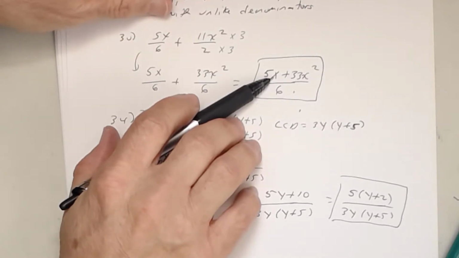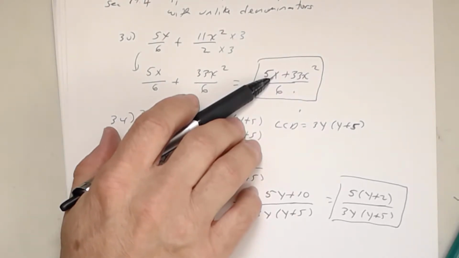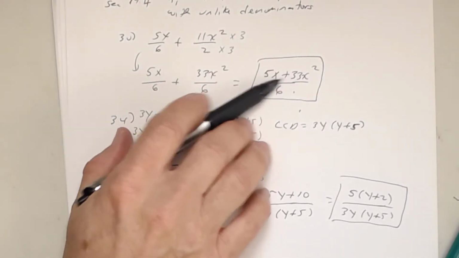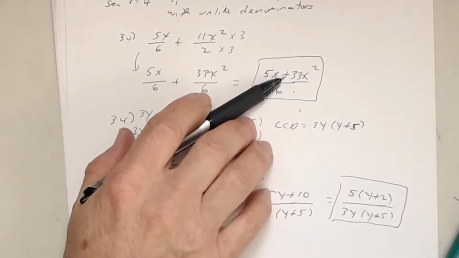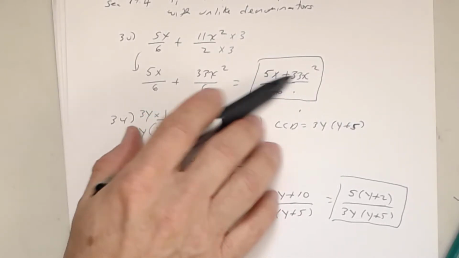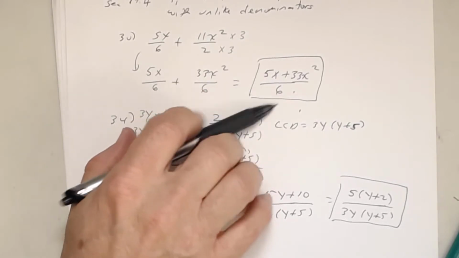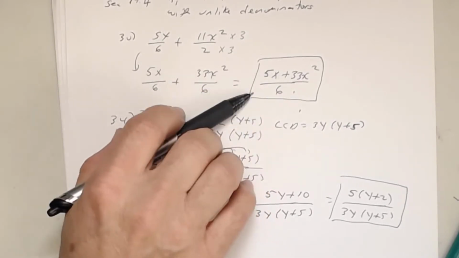I could have. But the reason I didn't do it was because I knew that the GCF was what here? X. But I don't have a factor of x in the denominator, so I left it alone.